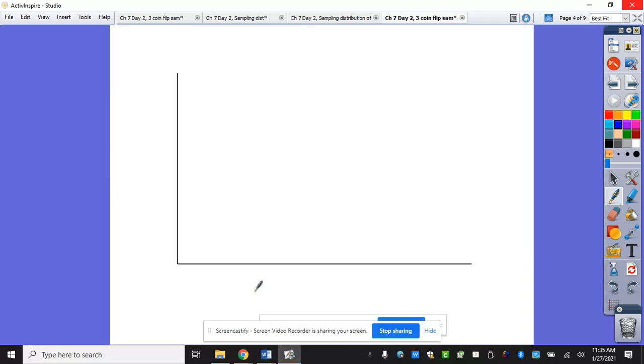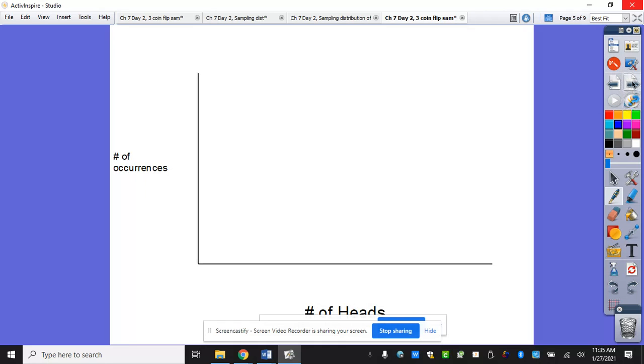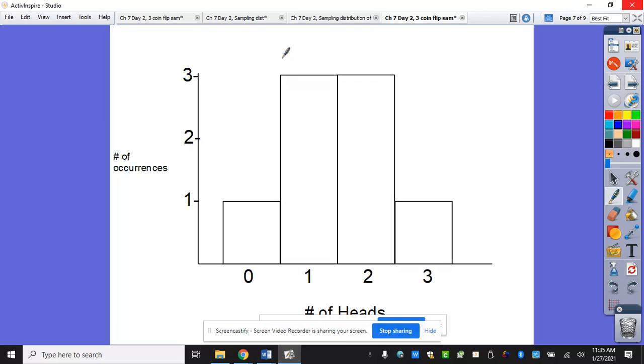So on my graph, in general, what goes down here? Amount of heads there were. This would be how many there were. So we already talked about number of heads is from 0 to 3 in this scenario. My number of occurrences was either 1 or 3, but I have to go on an even scale here. So your distribution should look something like that, whether you drew dots or bars or whatever. This is what the distribution is.